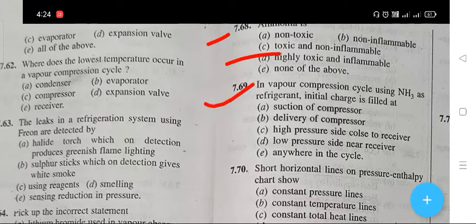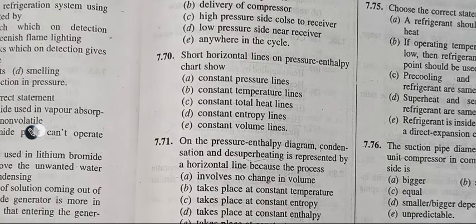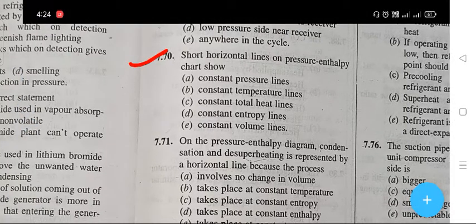Next question is, in a vapor compression cycle using NH3 as refrigerant, initial charge is filled at. The right answer is C, that is your high pressure side close to receiver. The next question is, short horizontal lines on a pressure enthalpy chart show. The right answer is A, that is your constant pressure lines.